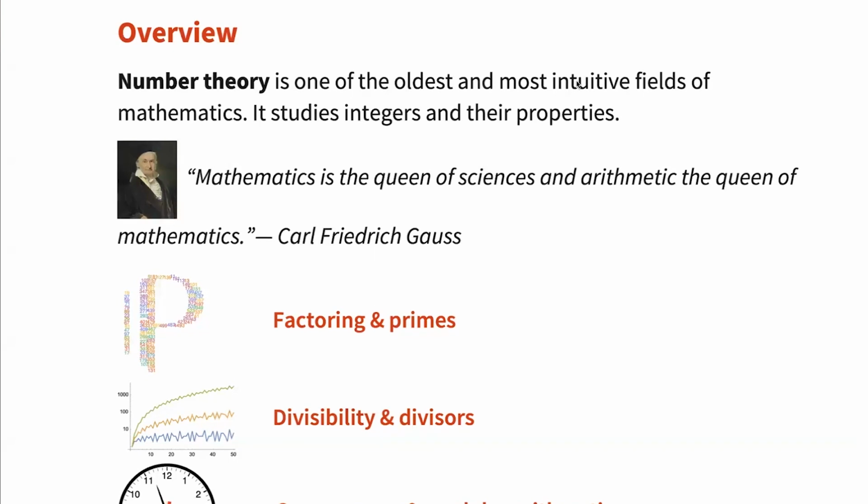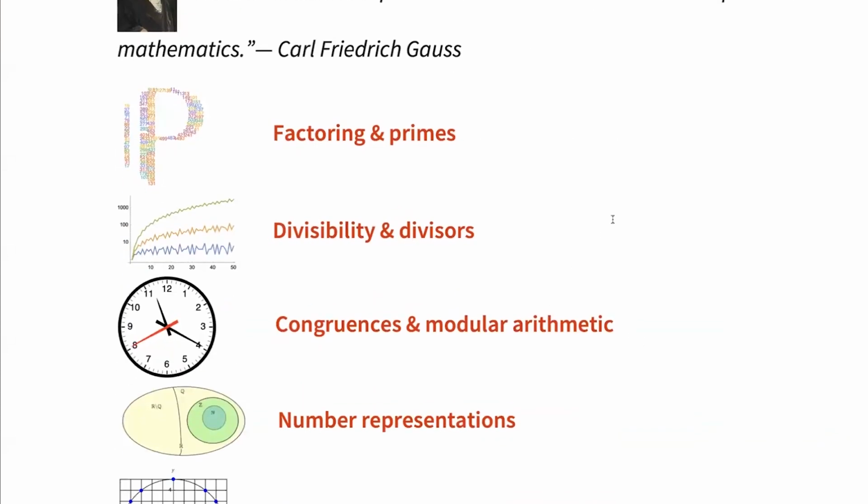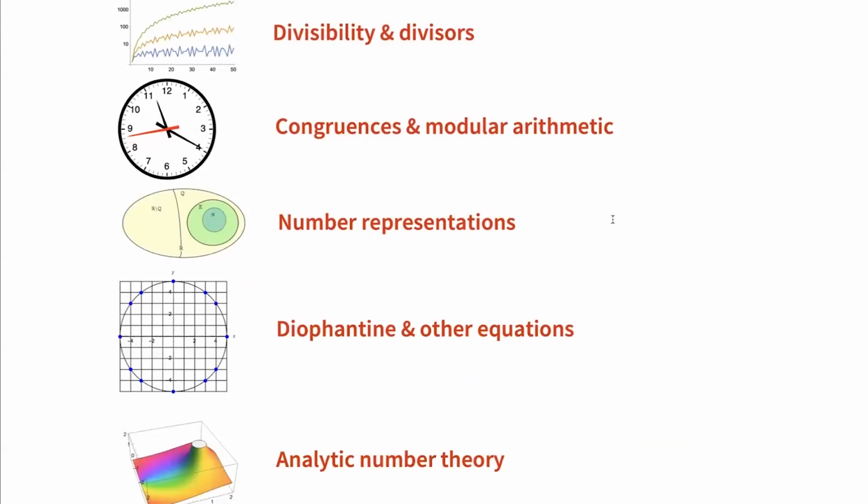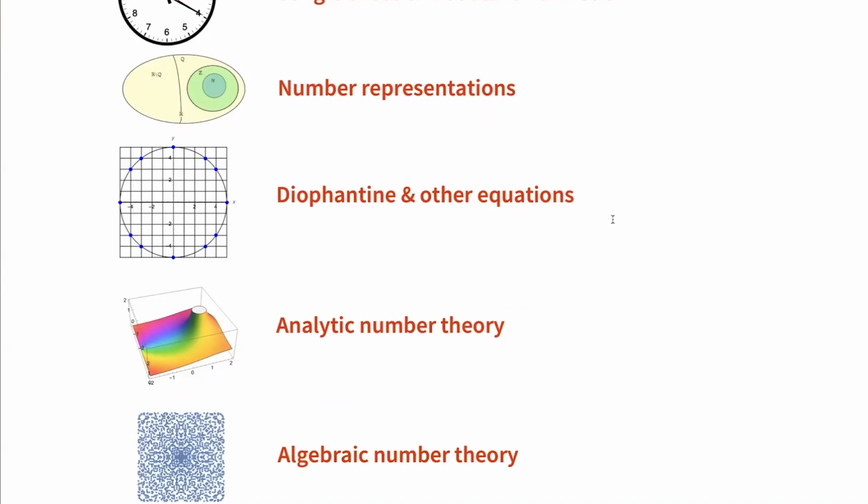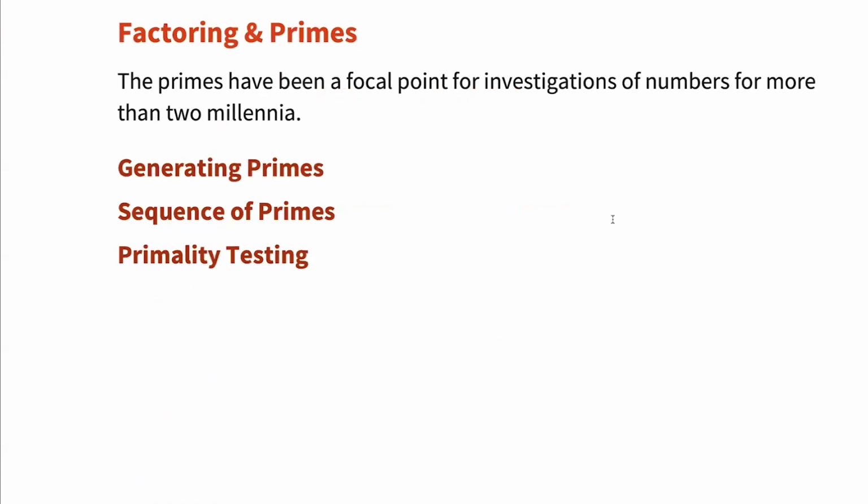Today we're going to talk about number theory, number theoretic functions in the Wolfram Language, and we group them into the following categories: factoring in primes, divisibility and divisors, congruences and modular arithmetic, number representations, Diophantine and other equations, analytic number theory, and algebraic number theory. The first group is factoring in primes. The primes have been a focal point for investigations of numbers for more than 2 millennia. It's, I'm sure, the first thing that pops into your mind when you hear the words number theory, or prime numbers. And here we grouped the functions into the categories: generating primes, sequence of primes, and primality testing.